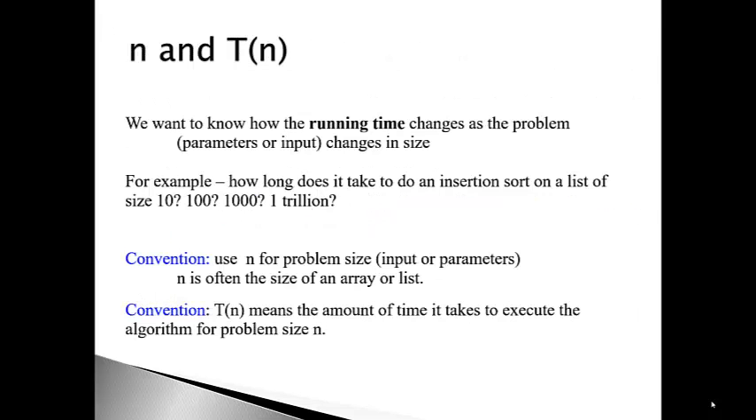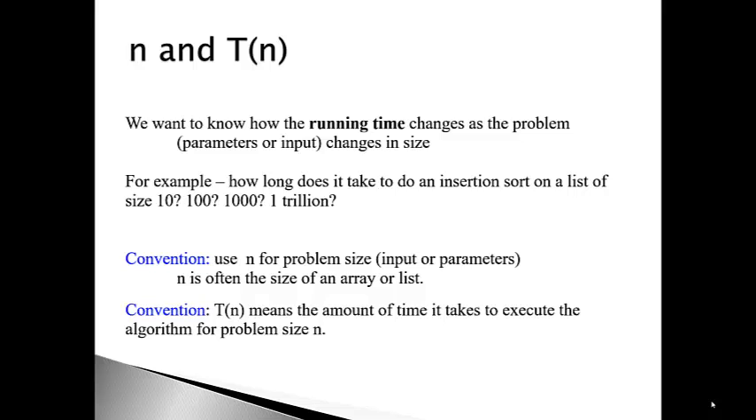So we want to know how the running time changes as the problem size, that is, the parameters of the input, changes in size. For example, how long does it take to do some sort of a sort on a list of size 10, 100, 1,000, or 1,000,000,000,000 elements?